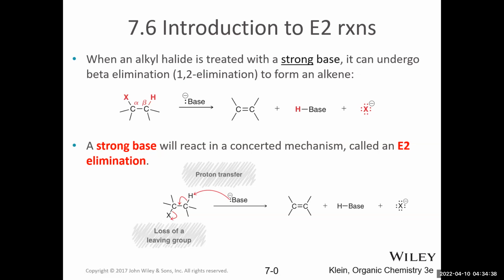So just like an SN2 reaction, E2 reactions occur all in one step. And hopefully you'll recall that that's called a concerted mechanism. So again, a concerted mechanism is a mechanism that happens all in one step. You can see the mechanism drawn out here. So again, the strong base does a proton transfer. Electrons flow to form a pi bond and loss of a leaving group occurs. So we just call this a proton transfer and loss of a leaving group.